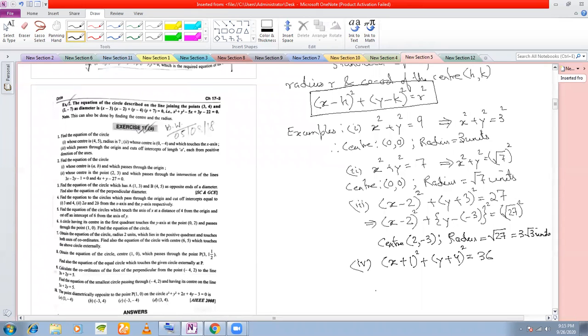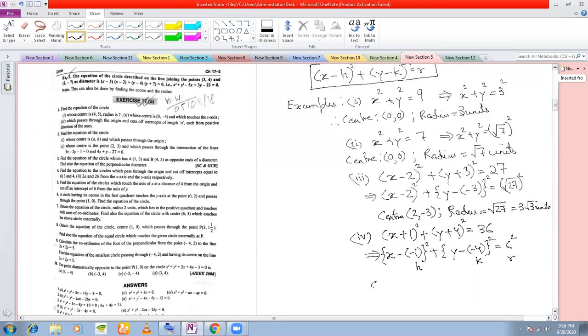What is the center and radius of this circle? This can be written as x minus h whole square, so the center is -1, -4, and the radius is 6. So this is of what form? x minus h whole square. This is your h, this is your k, and this is your r. So the center is (h, k), that is -1, -4, and the radius is equal to 6 units.